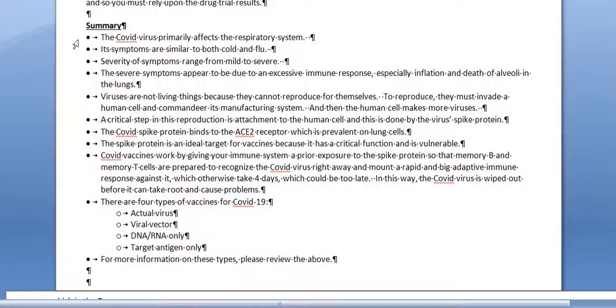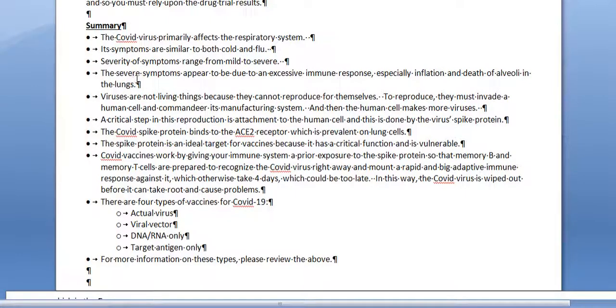So here's a summary. The COVID virus primarily affects the respiratory system. The COVID virus is obviously pretty deadly in some people. In some people, they don't even know they have it, but it's a pretty deadly one. Its symptoms are similar to both cold and flu. The severity of symptoms can range from mild to severe.